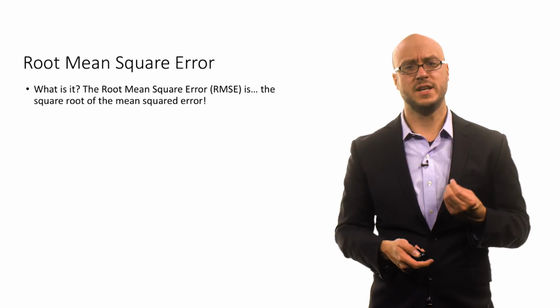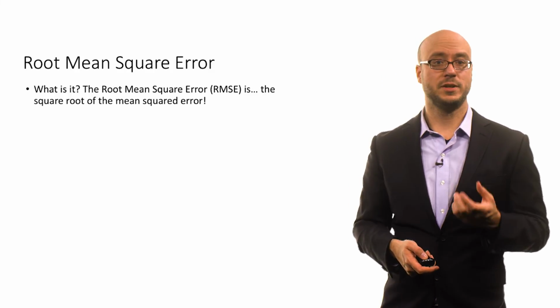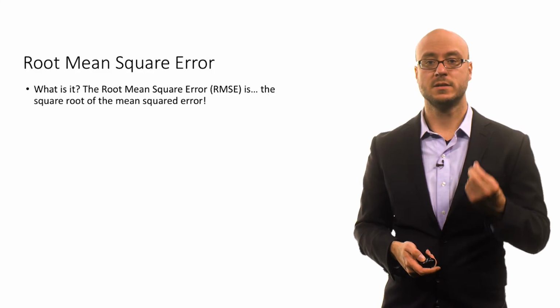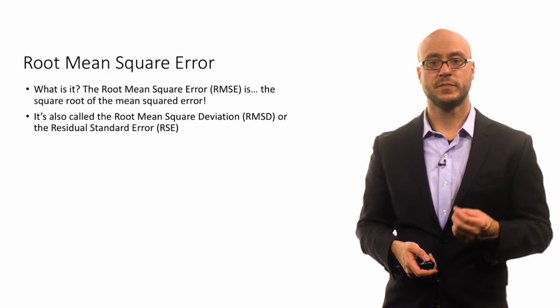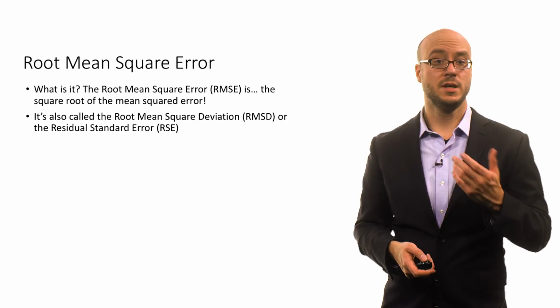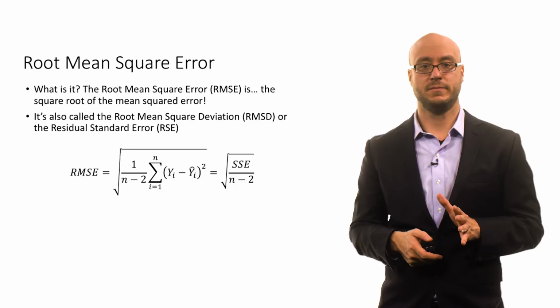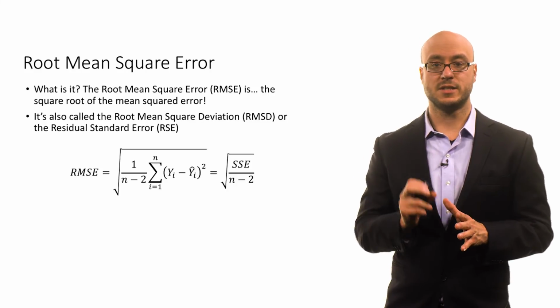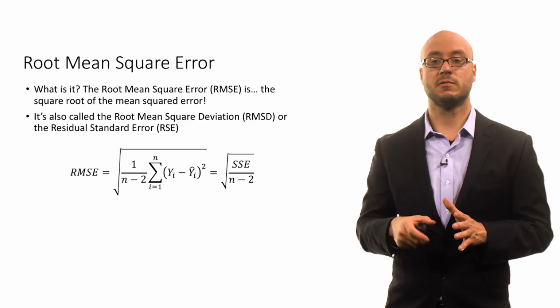Another measure of model fit is something we call the root mean square error. Root mean square error is simply the square root of the mean squared error. Sometimes called the mean squared deviation or the root mean squared deviation. Sometimes it's called the residual standard error. The basic idea is the same. What we do is we take the sum of the squared errors, we divide by the effective degrees of freedom, and we take the square root of that.